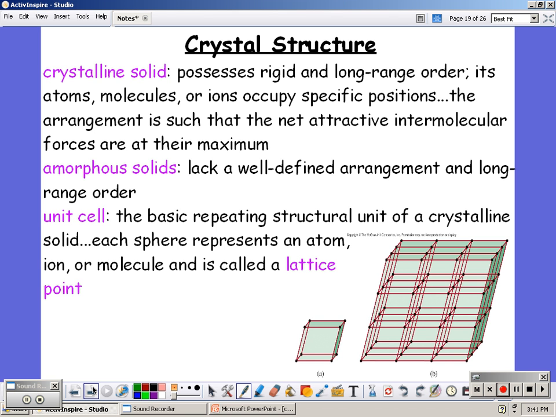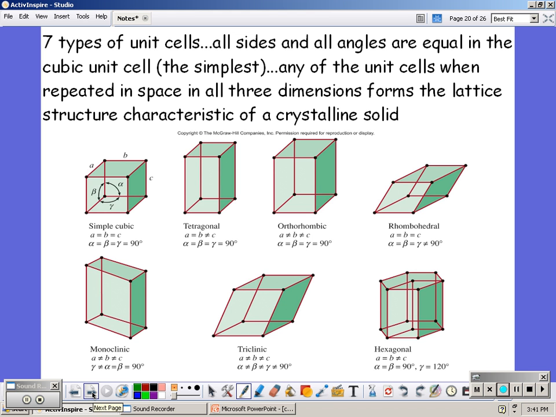A unit cell is the basic repeating structural unit of a crystalline solid. So in our picture, A would represent the unit cell, and each little corner would represent an atom, ion, or molecule. If we were to repeat that pattern over and over again, we get the lattice structure. There are 7 types of unit cells. The simple cubic has all sides and all angles equal. It's the simplest form. Any of the unit cells, when repeated in space in all 3 dimensions, form the lattice structure, which is the characteristic of a crystalline solid.